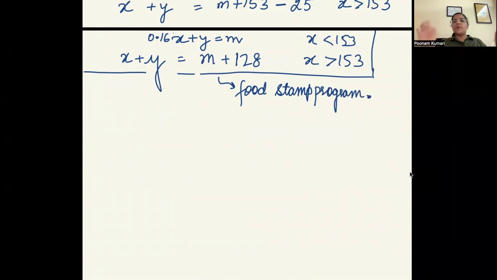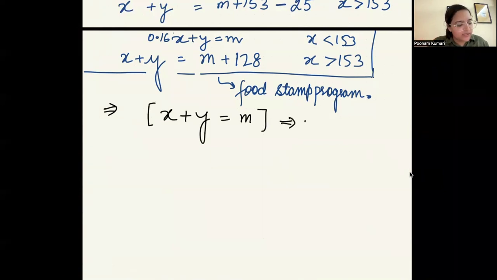And if there were no program at all, nobody is doing anything, you are on your own, then what is your constraint? Expenditure on food plus expenditure on everything else is equal to M. You are on your own, nobody is paying for you. You take care of yourself. So that is when X plus Y is equal to M. That's all. No constraint, nothing. This is in case of no support or no program.